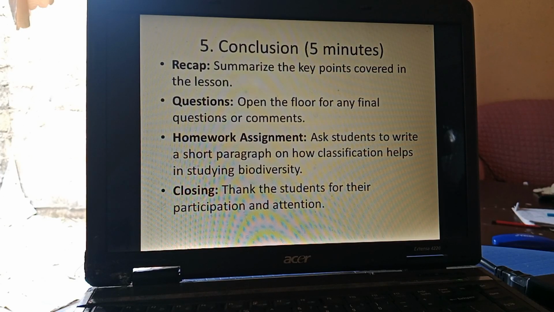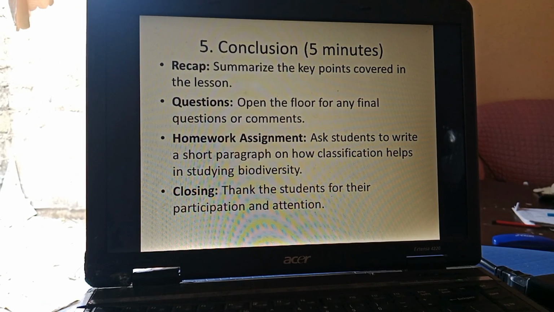Conclusion: summarize the key points covered in the lesson. Questions: open the floor for any final questions or comments. Homework assignment: ask students to write a short paragraph on how classification helps in studying biodiversity. And closing: thank the students for their participation.